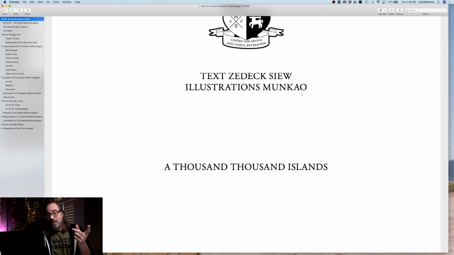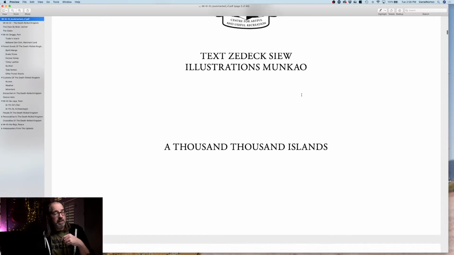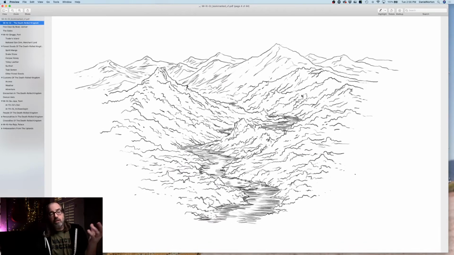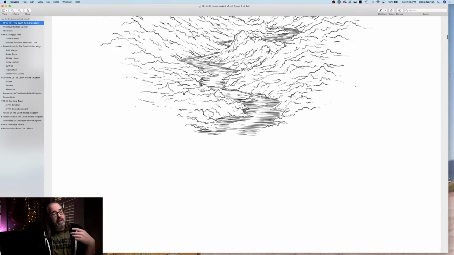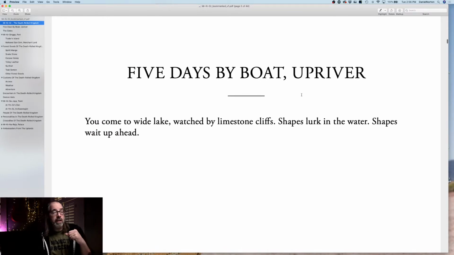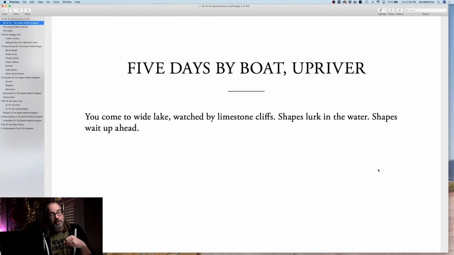My understanding of this, and I only think this because I've seen other people say it, so I could be wrong, is that the illustrator has been doing these illustrations, and then the writer gets inspired by them and creates. So, for instance, this is how this adventure started.